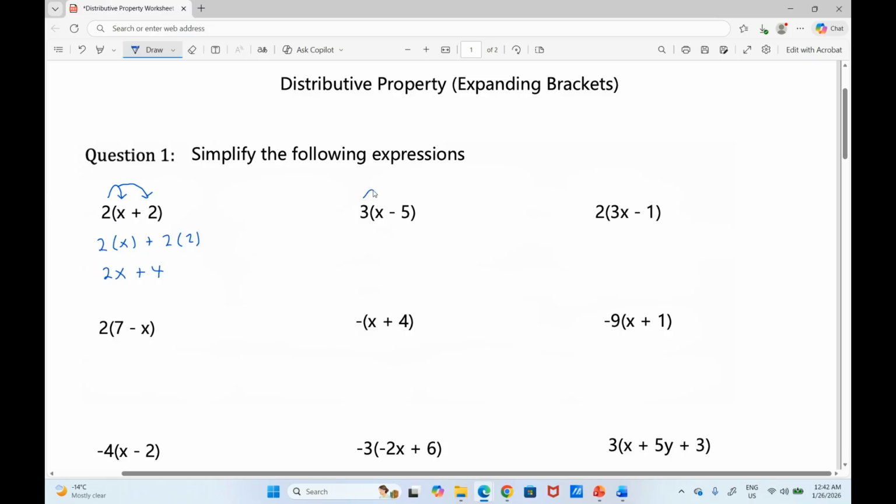Okay, same idea here. 3 multiplies to x and 3 multiplies to negative 5.